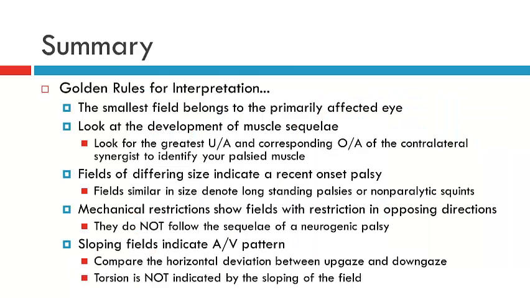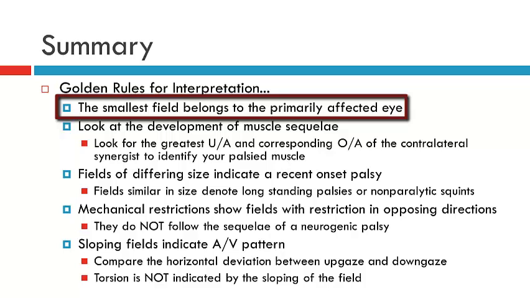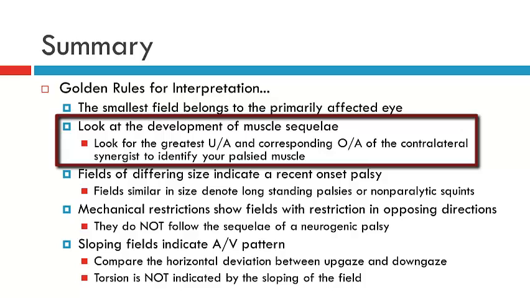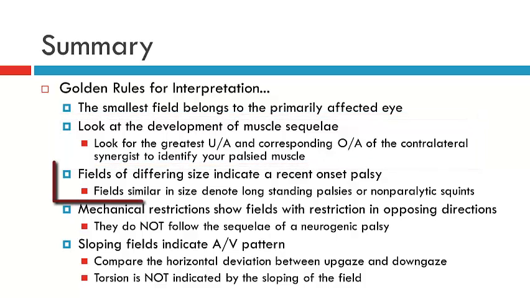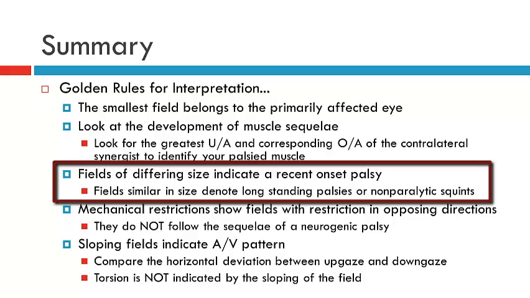In summary, there are a couple of golden rules to interpreting Hess charts. Firstly, the smallest field belongs to the primarily affected eye. Secondly, look for the development of muscle sequelae, and remember that you may not see all components of the muscle sequelae. In recently acquired neurogenic palsies, often you'll see the primary limitation and then the contralateral synergist overacting. Look at the sizes of the fields as an indication of whether the deviation is recent or long-standing. The more similar they are in size, the more likely it's a long-standing deviation.